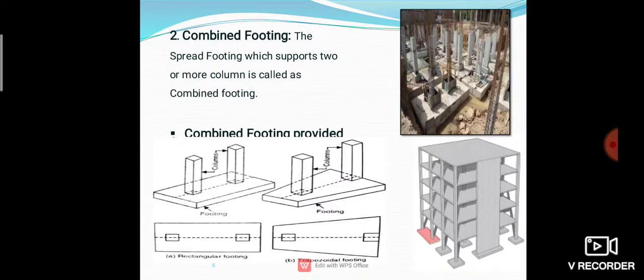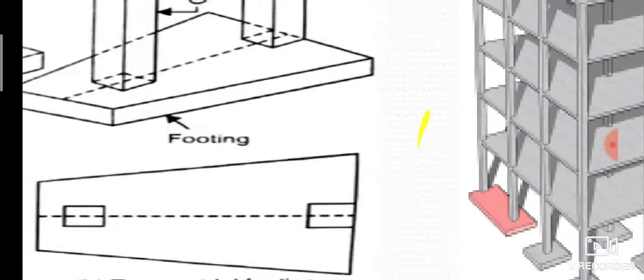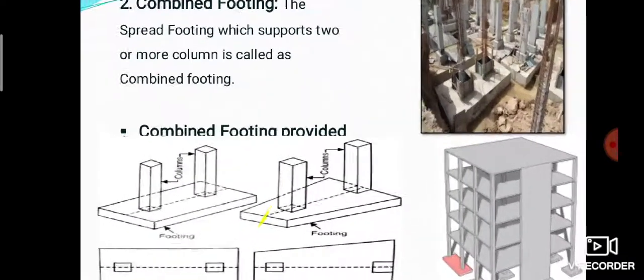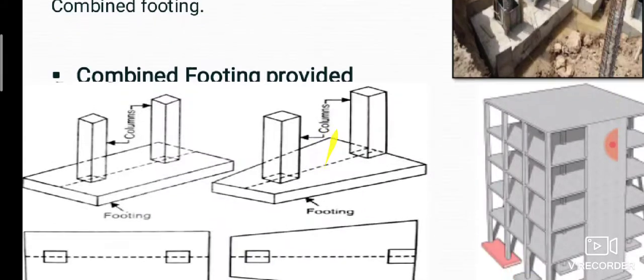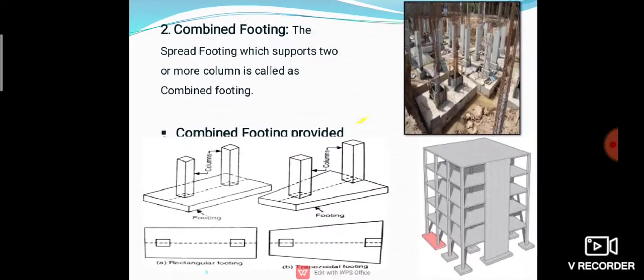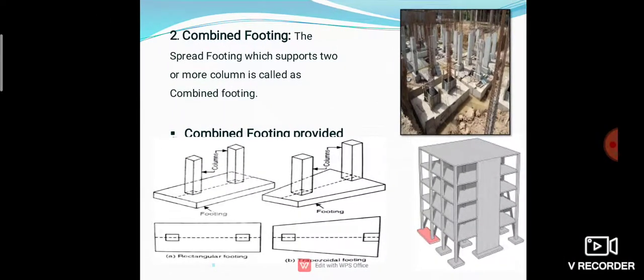Okay, this is the structure. In that figure, what is shown? It shows a combined footing, and this figure also shows you what a combined footing is. These two columns are supported by one footing. This is the combined footing.